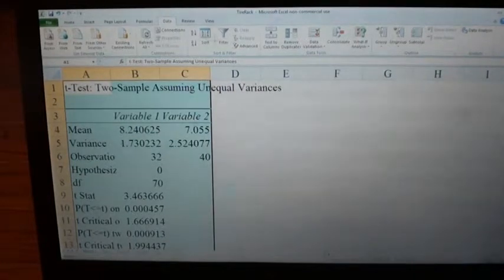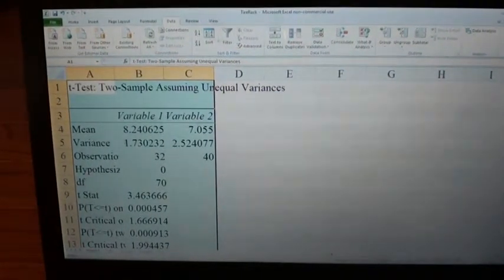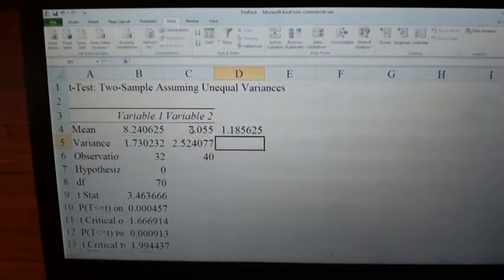So here's the results. The average for Dunlap was 8.24 rating. The average for Michelin was 7.055. So for part B, when it says what's the point estimate between the two, we'll just create a little formula here, the mean of group 1 minus the mean of group 2. So we have a difference of 1.186, maybe if we round that.